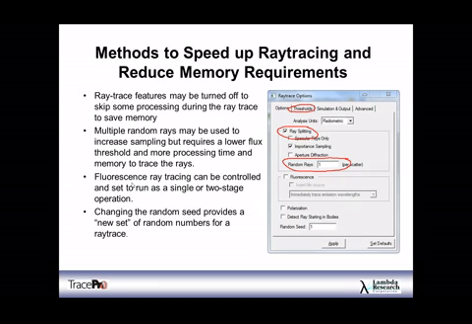Okay? Fluorescence ray tracing can be controlled and set to be run as a single or two-stage operation. For instance, you can use fluorescence to save the sources that are created by the fluorescence to a file, and that takes up less memory than the single-stage process. Also, you can change the random number seed to provide a new set of random rays for a ray trace.